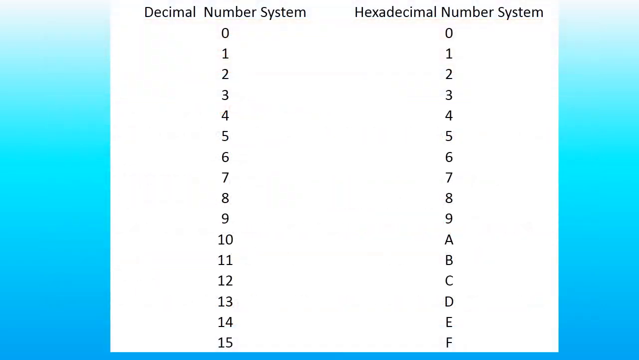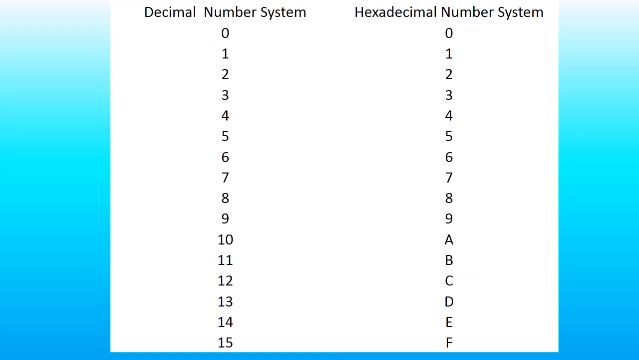See, here I have written 16 digits of the decimal number system, that is 0, 1, 2, 3, 4, 5, 6, 7, 8, 9, 10, 11, 12, 13, 14 and 15, right? So 16 numbers I have written here. Now how are those 16 numbers represented in hexadecimal?